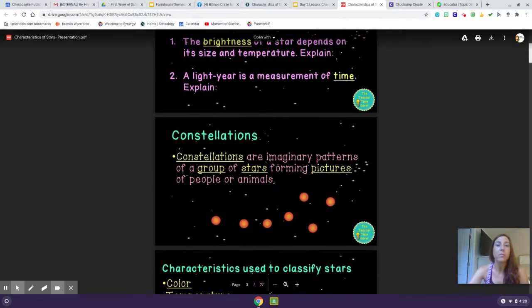Okay. So constellations are imaginary patterns of stars, and they form what sort of look like pictures in the sky at night. And there's a whole bunch of different constellations with different names.